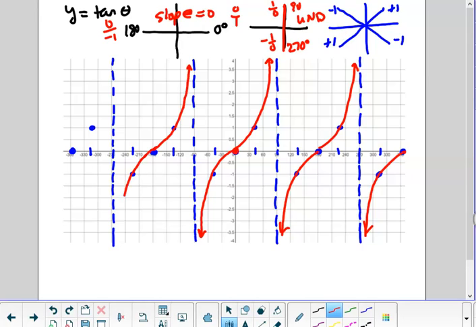So here is the graph of tangent of x, the last of our circular function graphs. They are called that because they're all based, sine, cosine, and tangent, on a point moving around a circle.